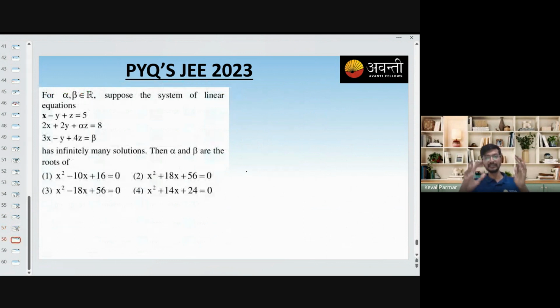Here, again, a question on systems of equations. Please remember, systems of equations is a very important topic. As you just saw, very many questions come from here. So let's see what it's saying. Suppose the system has infinitely many solutions. Again, guys, that means the determinant with rows 1, 2, 3; -1, 2, -1; 1, alpha, 4 will be equal to 0. Let's try to find its value.